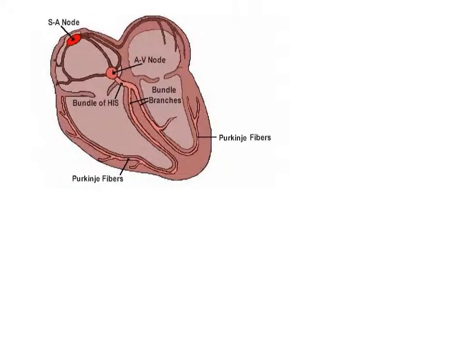Last lesson, we looked at the conduction system and the cardiac cycle and how they link. What we're going to look at in the next couple of lessons is how, or where, the impulse comes from that stimulates this SA node.